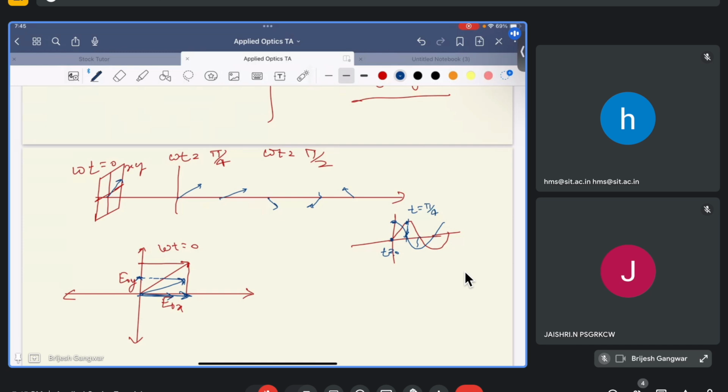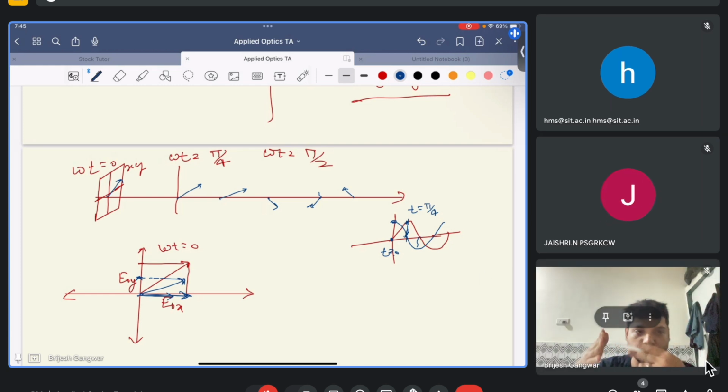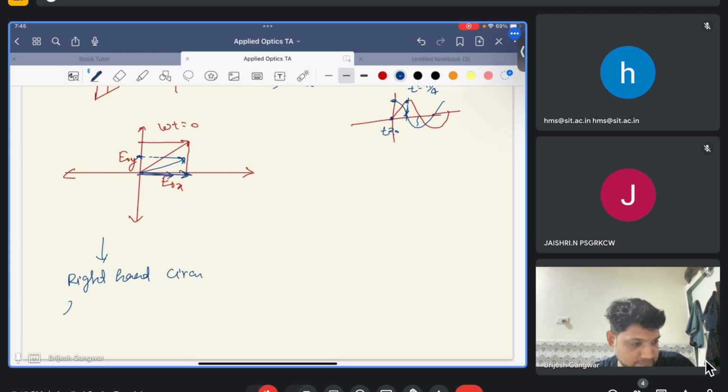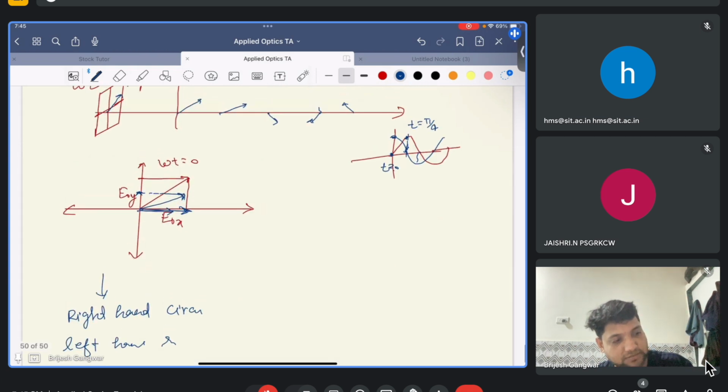So on the basis of the rotating of these vectors, we can say there are two types of wave. One is right hand circularly polarized light, and the other one is left hand circularly polarized. Okay, how can you find what is right hand circularly or what is left hand circularly polarized?